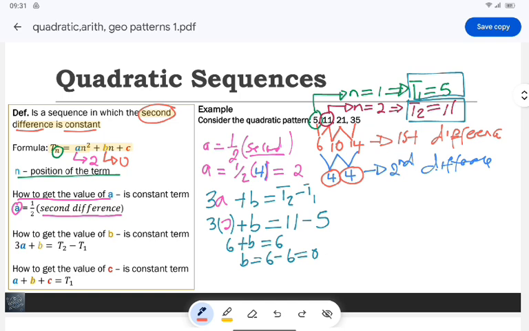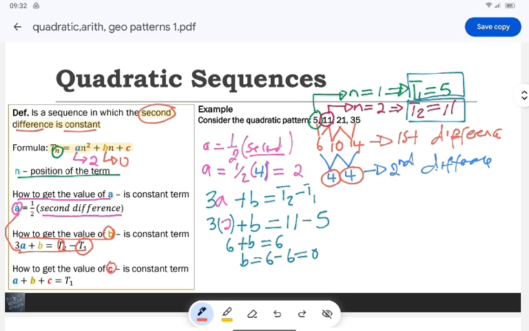So we used this formula to get the value of b, substituting in a, which we calculated from above, and we have T2 and then T1. Am I right? Okay.